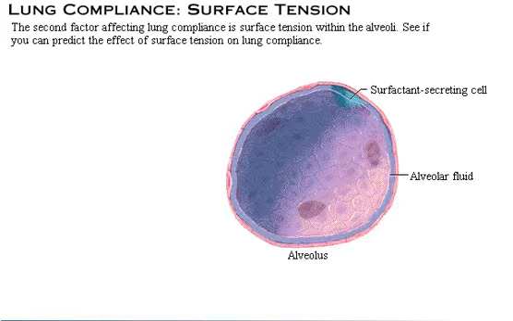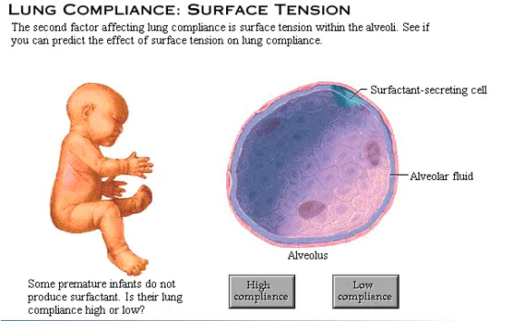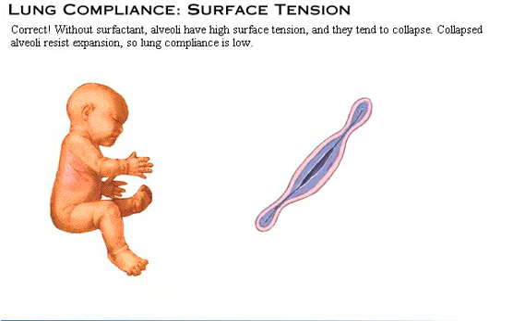The second factor affecting lung compliance is surface tension within the alveoli. See if you can predict the effect of surface tension on lung compliance. Some premature infants do not produce surfactant. Is their lung compliance high or low? Correct. Without surfactant, alveoli have high surface tension and they tend to collapse.